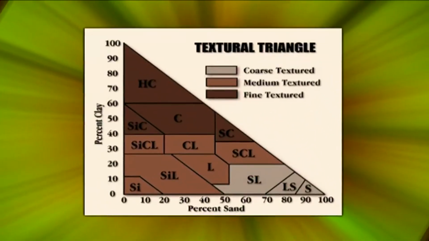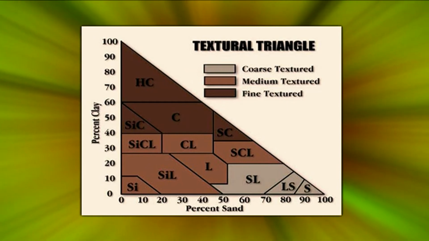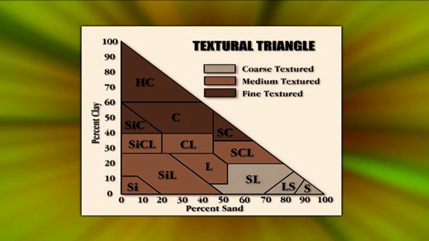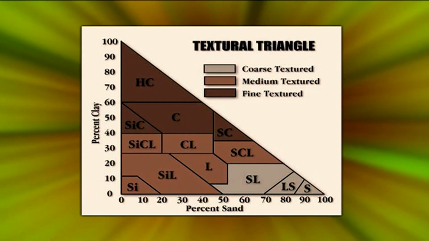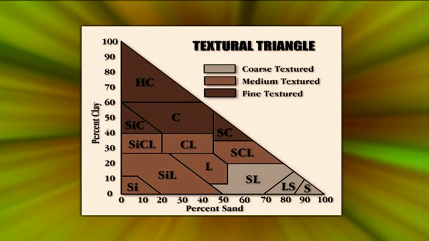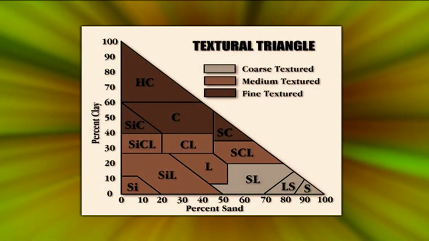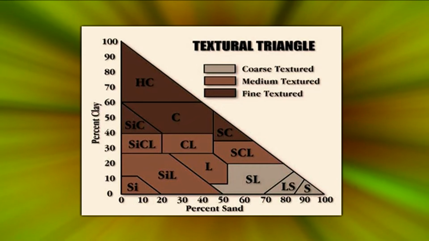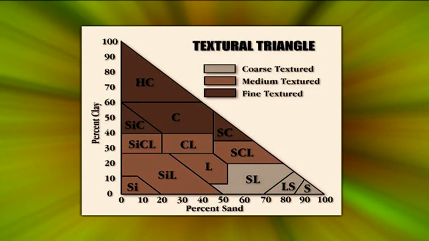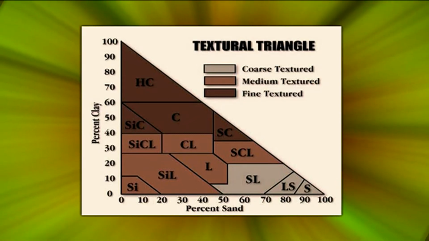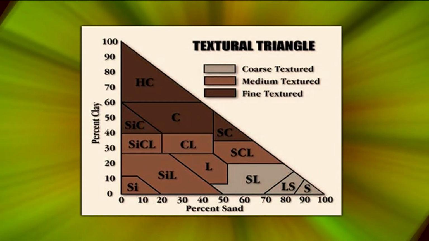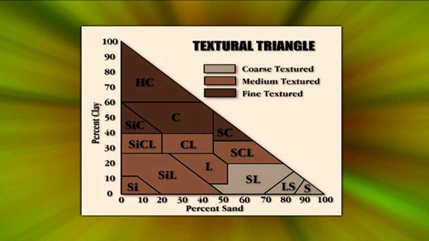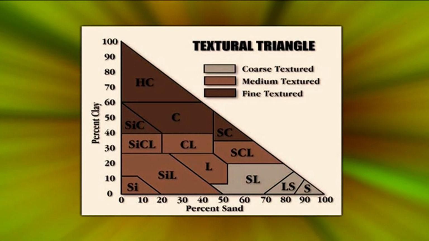A soil which is dominated by clay particles is called fine or heavy textured soil, while a soil having sandy particles as the dominant constituents is called coarse or light textured soil. Medium textured soils are the ones where the three mineral particles are present in about equal proportions.